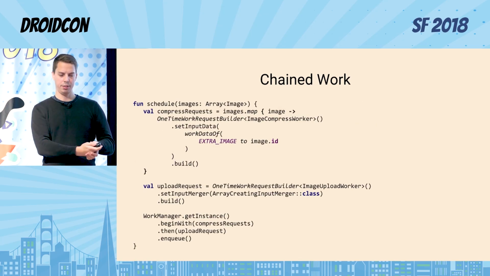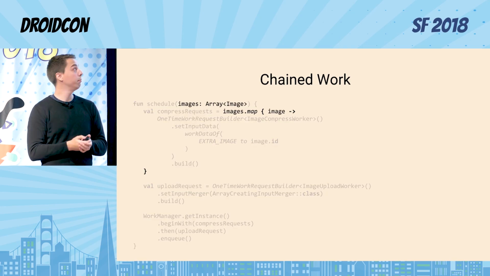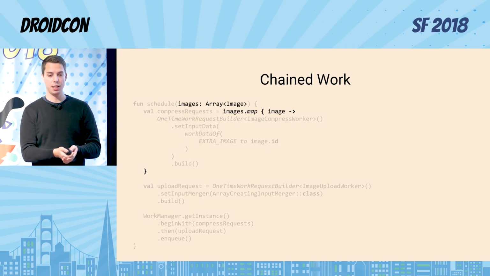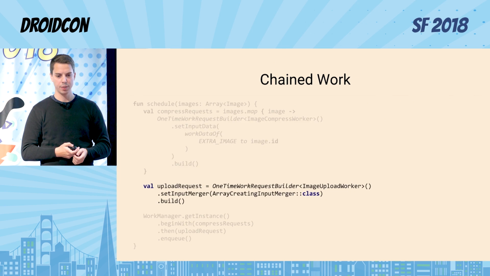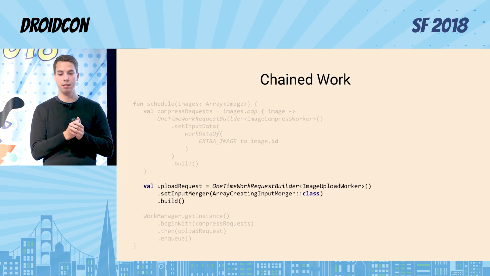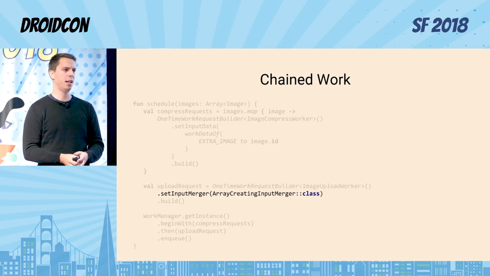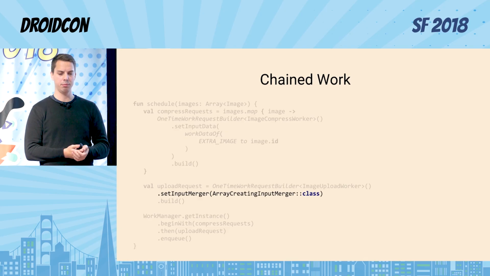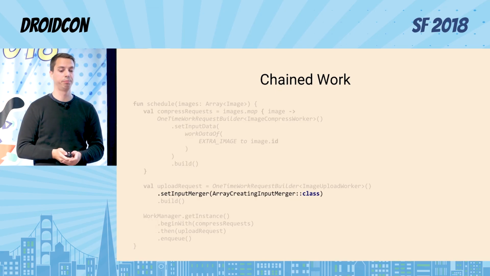How do you schedule something like this or enqueue the workers in the system? It's straightforward. You have the image data as an array as your input. And then for each image, I'm creating my work request. After this, I create this single upload worker. And here I say, use the array creating input merger. You can specify your own input merger. The library comes with two defaults, and probably most of the time you want to use the array creating input merger, where each output is combined into one single array.